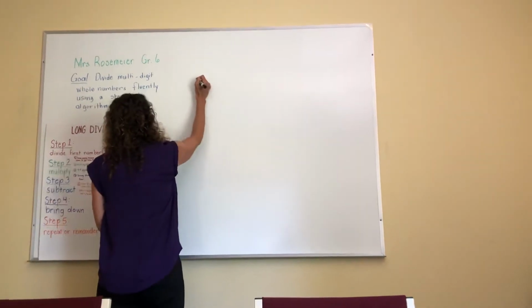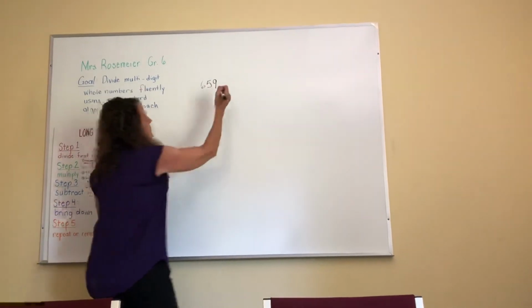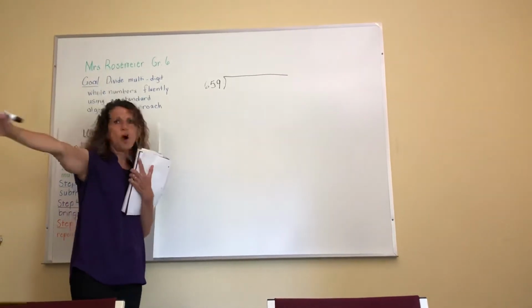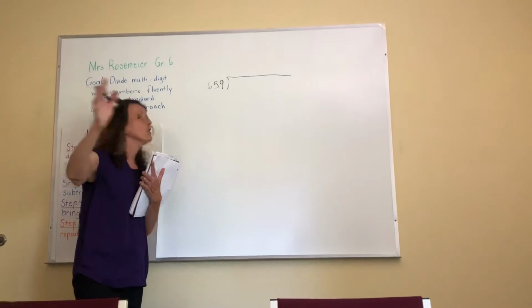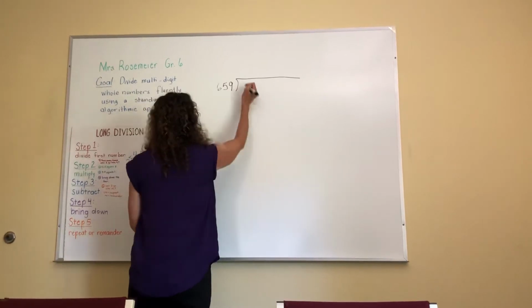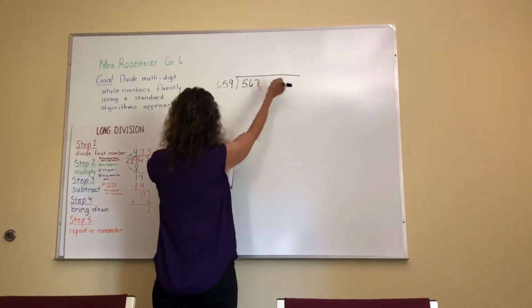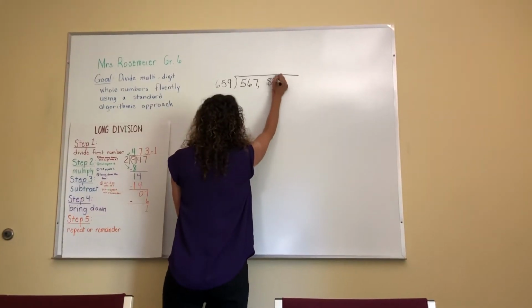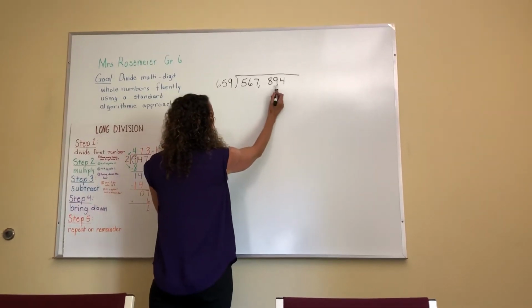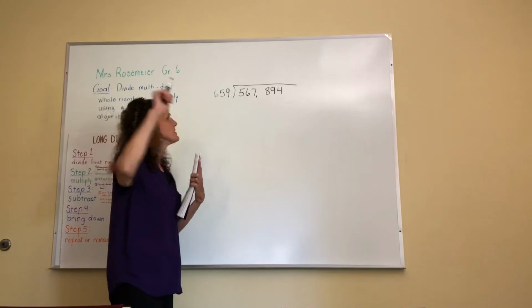All right, so we have 659, and do you remember what that, wait a minute, let me put this in here first. Okay, there we go. So this is the number on the outside. Do you remember what that's called? Divisor. Very good. This is the divisor. All right, and then I'm going to put this number in, 567,894, and this number is called, yes, this is the dividend.